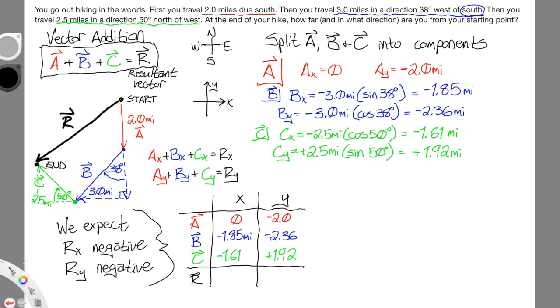Now we can add each of those columns up separately. For the x column, we get negative 3.46 miles. And for the y component of our resultant vector R, we get negative 2.44 miles.